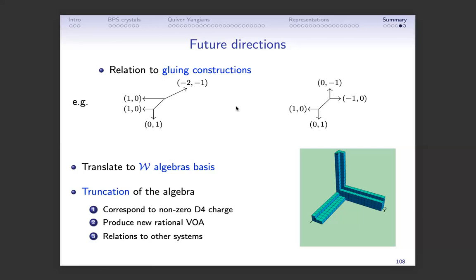So it might be interesting to see whether we can make it work for more complicated cases. And also maybe it's useful to translate to the W algebra basis, and also to study the truncation of the algebra, which corresponds to adding the non-zero D4. And this can potentially produce new rational VOAs. And also it will be important, we want to compare to other systems.